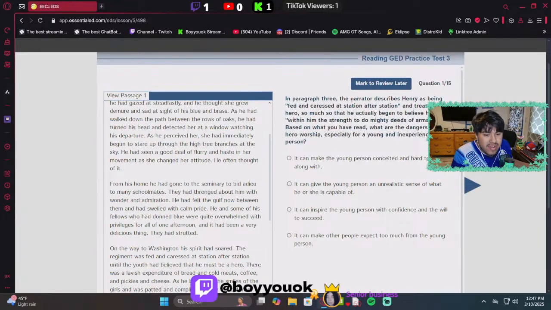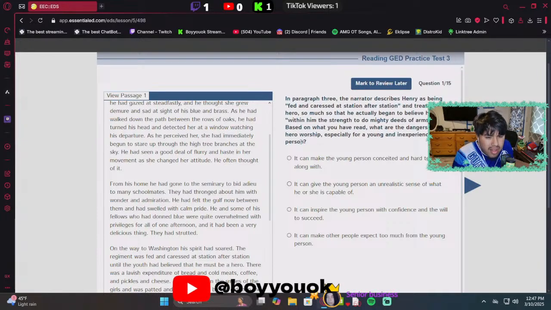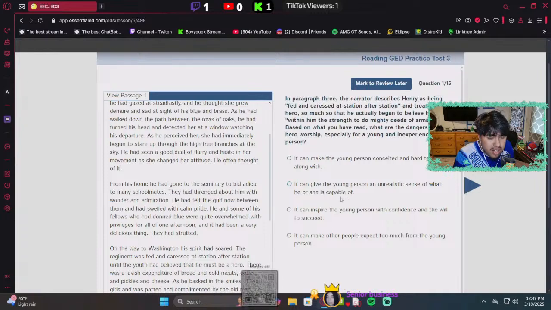In passage 3, the narrator describes Henry as being fed and cared for at the station after stage 8, treated like a hero. Based on what you read, what are the dangers of such hero worship, especially for a young and inexperienced person? It can make a young person concerned and hard to get along with. It can make a young person have an unrealistic sense of what he or she is capable of. It can make a young person with confidence see it make it too much for that person.